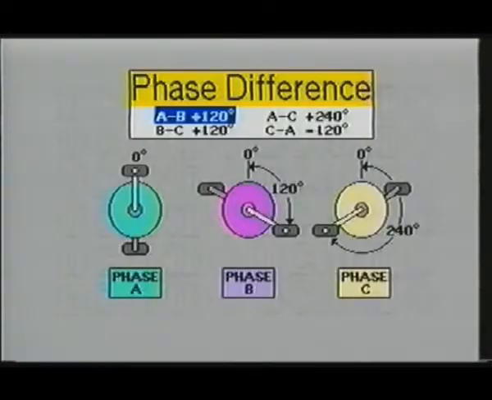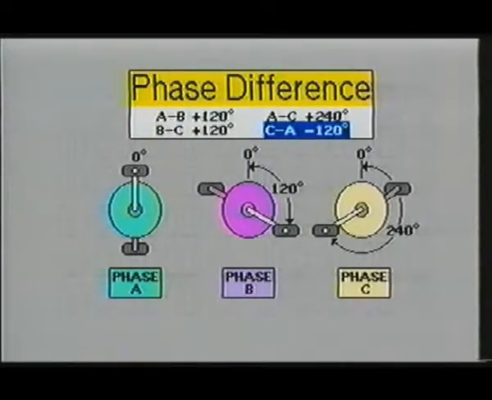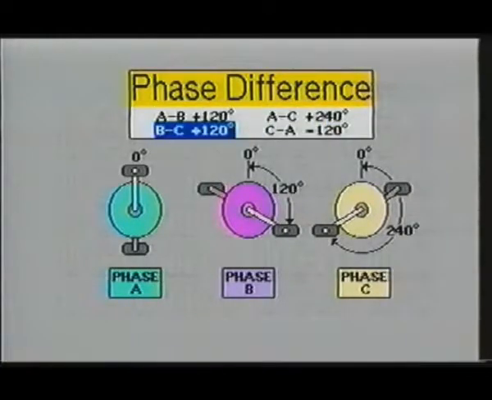To illustrate the effect of three-phase electricity, we will use three sets of bicycle pedals. Each pedal is set 120 degrees from the other two pedals. As you can see, the front pedal of phase A starts at 0 degrees. The front pedal of phase B starts at 120 degrees, and the front pedal of phase C starts at 240 degrees. Now let's compare these pedals to a three-phase sine wave.